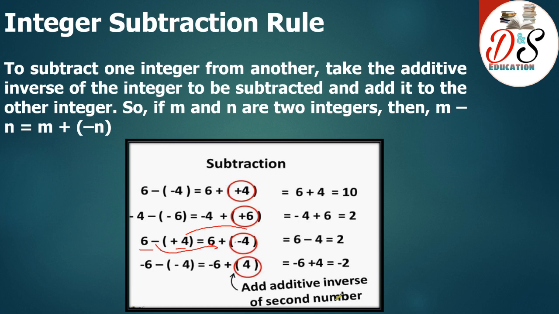Now we have one negative integer and one positive integer. What you have to do is subtraction. So subtract 4 from 6. After subtraction we got 2.